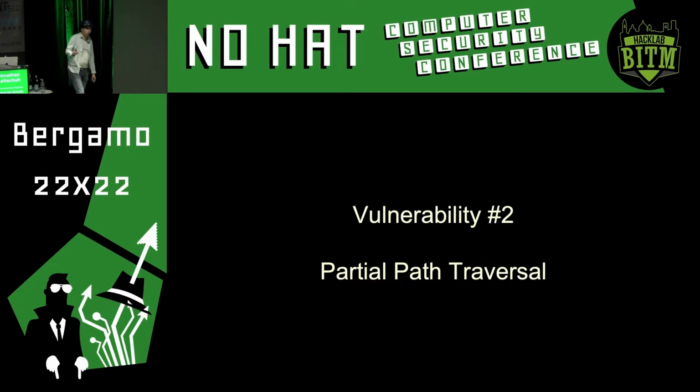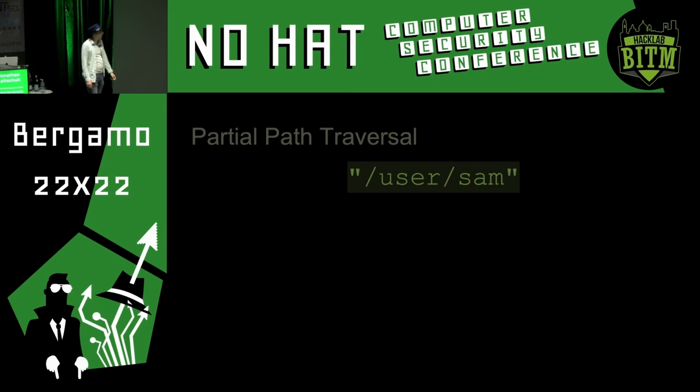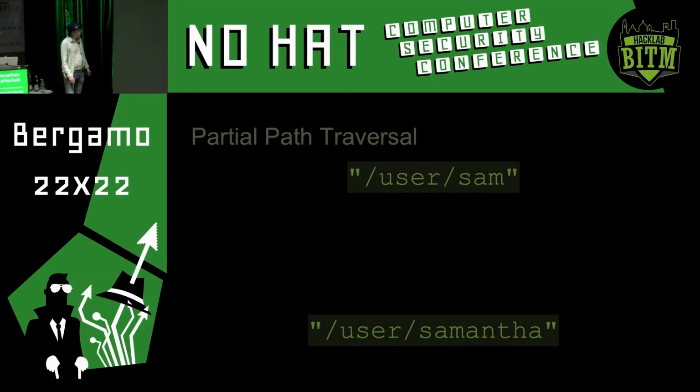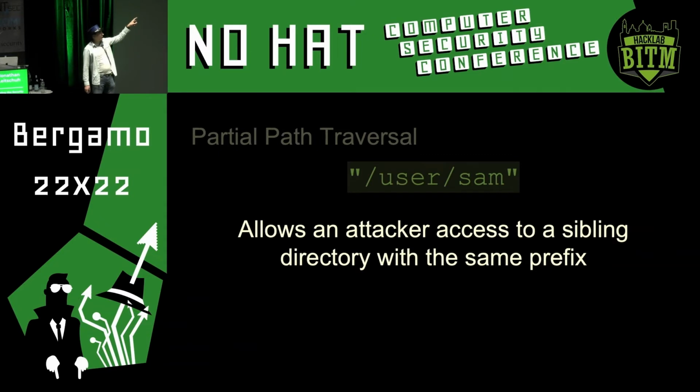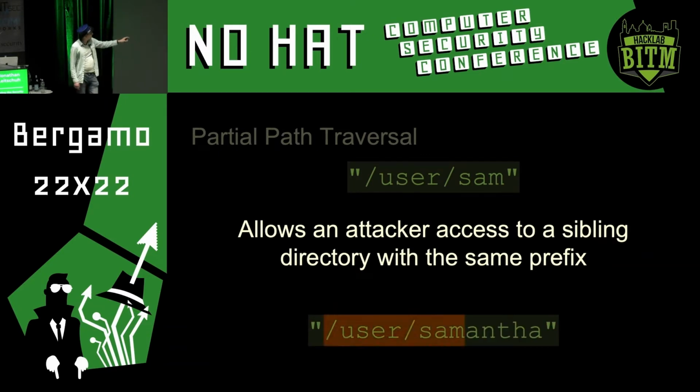And so vulnerability number 2 that I want to talk to you about is a vulnerability called partial path traversal. Let's assume that you have 2 local users on a system. You have user Sam and user Samantha. And you have logic that you want to sandbox your file access to user Sam. Partial path traversal allows an attacker to access a sibling directory with the same prefix. So again, starting with user Sam, if you have user Samantha, the vulnerability exists because you haven't correctly sandboxed your logic, and it allows an attacker to access user Samantha because they share a common prefix.